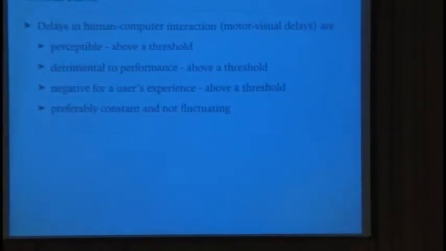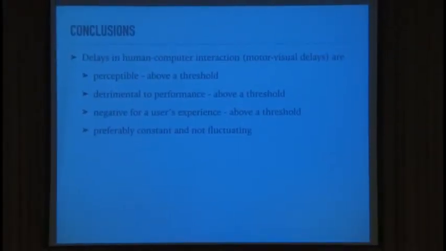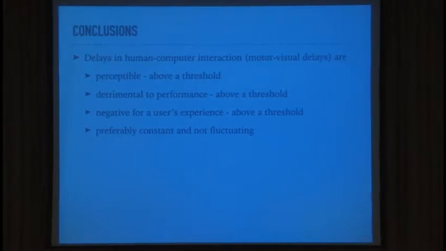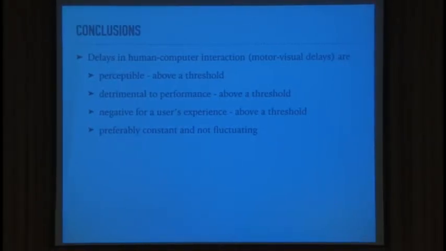But what we do know is that delays can be perceptible, they can be detrimental to performance, and they can be negative for a user's experience, but all above a certain threshold. You have to get to a certain delay value before it starts affecting us. And we prefer it to be constant and not fluctuating. If we have jitter, that could be far more annoying or far more detrimental to performance than a constant delay, which we are able to adapt to.